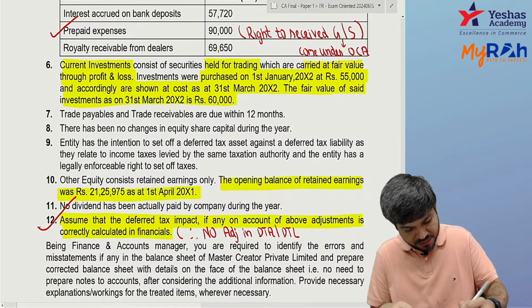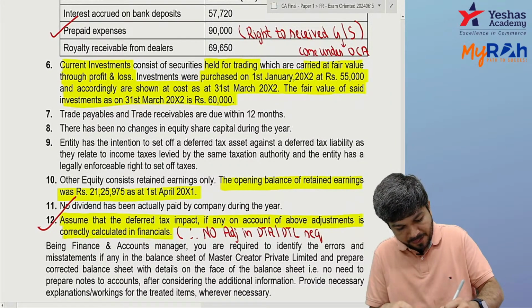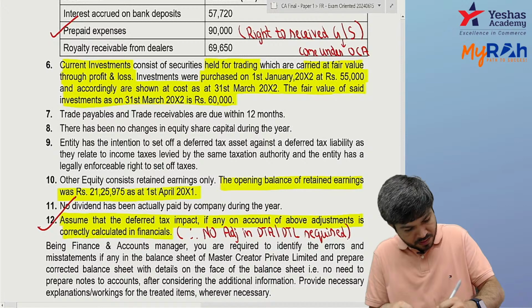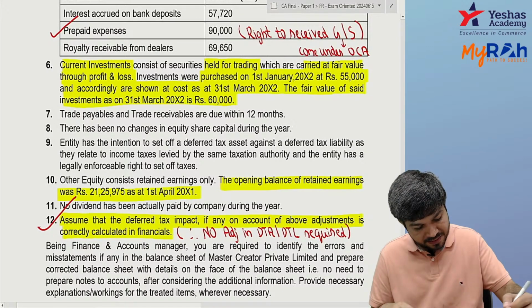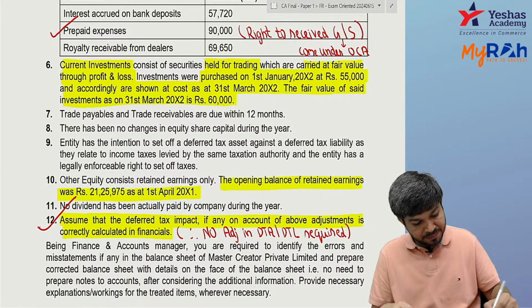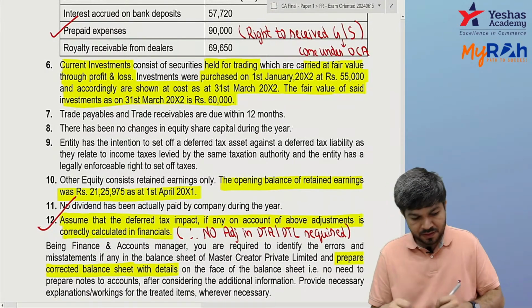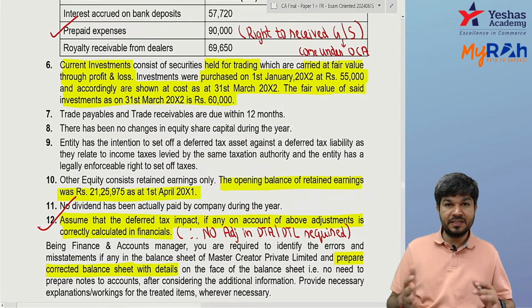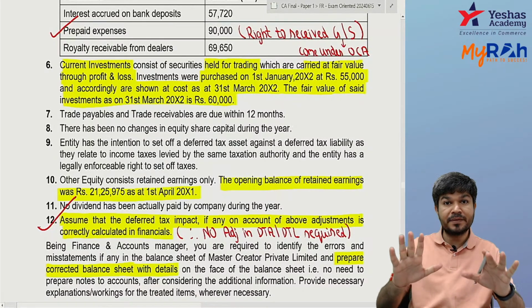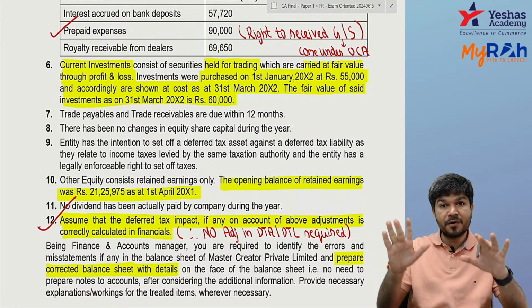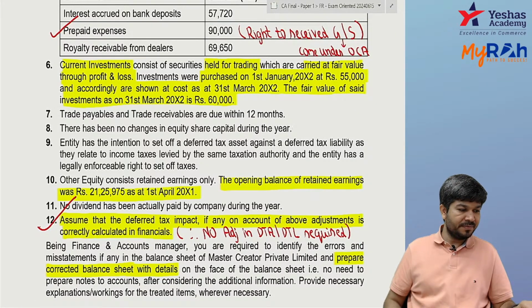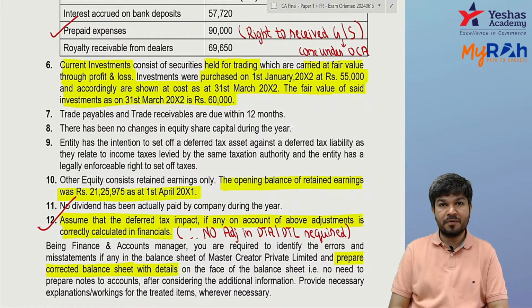No adjustment in DTA DTL required. You're required to redraft the balance sheet to prepare a correct balance sheet with details. We discussed all the points. Remaining figures are coming same from the balance sheet.